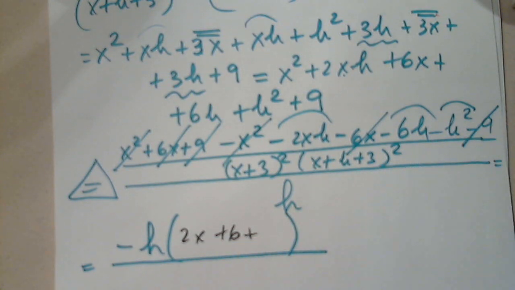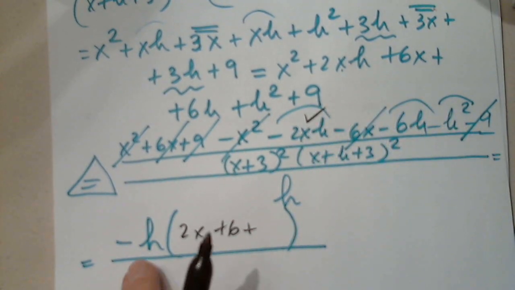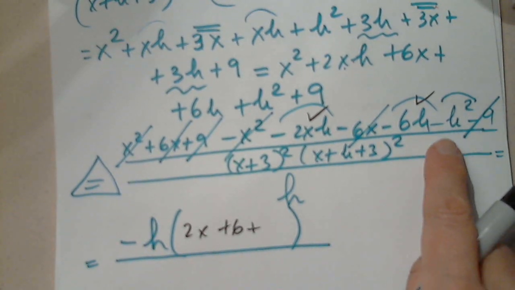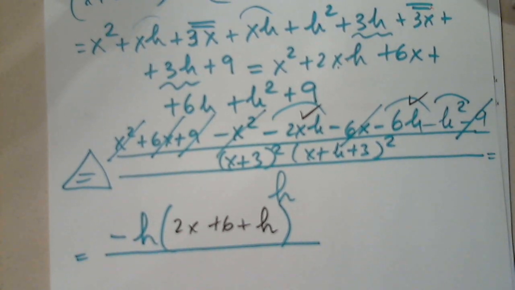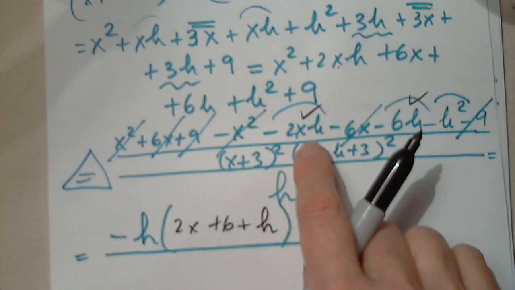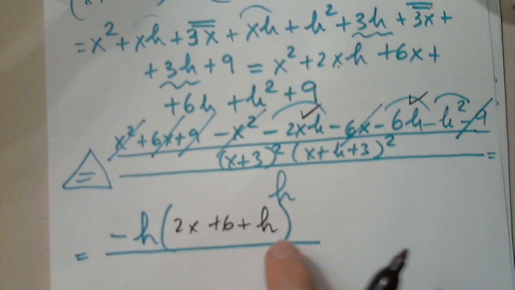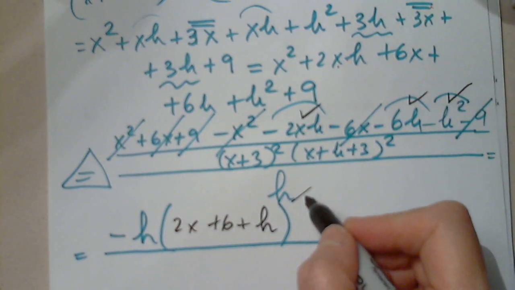So here's how we check. Negative h times 2x, check. Negative h times 6, check. Negative h times 1, no. No check. Oh, plus h. Exactly. We can always stop for a moment and check. Does it make sense, right? Negative h times 2x, check. Negative h times 6, check. Negative h times h, check. Now this is over 1.